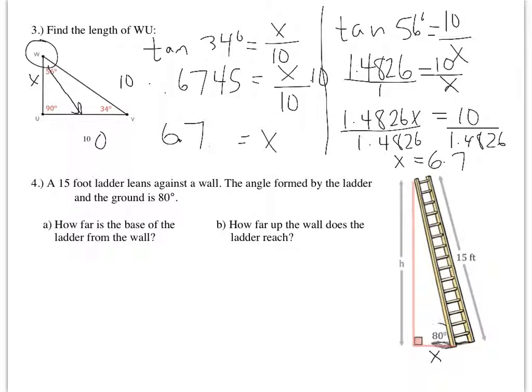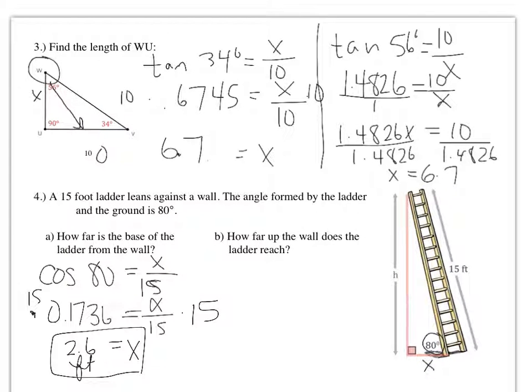And from the 80-degree angle, the x is next to it or adjacent. And the number that we know is 15, which is the hypotenuse. So adjacent and hypotenuse, that's going to give us a cosine. So we have cosine of 80 degrees is going to equal x over 15. Go ahead and pause the video and solve that for x and come back and check in a second. Okay, hopefully you got 2.6 feet.